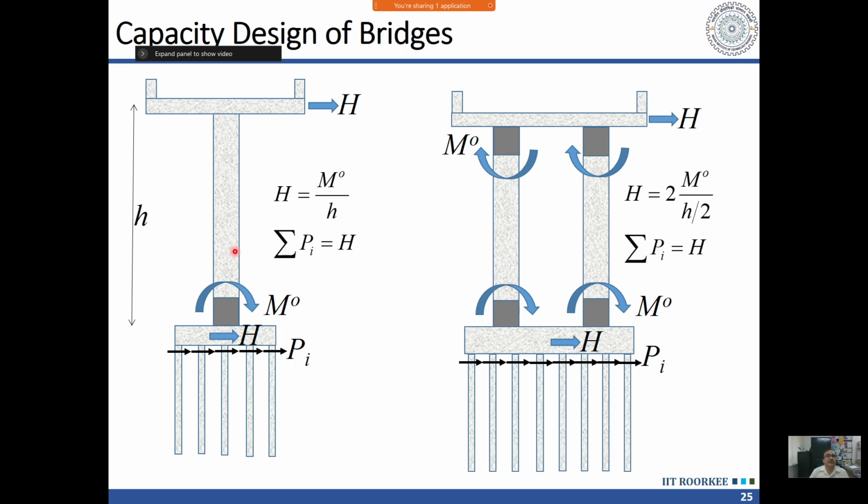And we can see that in this type of system, the shear force is going to be constant along the height. So we will need this capacity shear to be satisfied along the height, especially when we are using either the tapered pier.